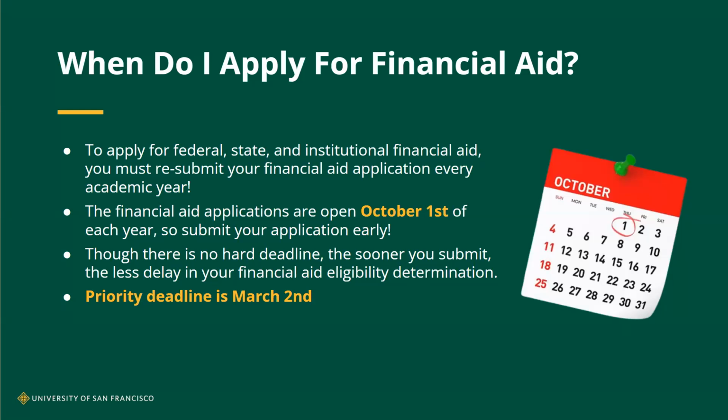Okay, to start off, when should you apply for financial aid? To apply for federal, state, and institutional financial aid, you do have to submit your application every academic year. The financial aid applications open on October 1st, and we have a priority deadline of March 2nd. While there's no hard deadline, we do encourage students to submit the application by March 2nd so they can receive their financial aid in a timely manner.